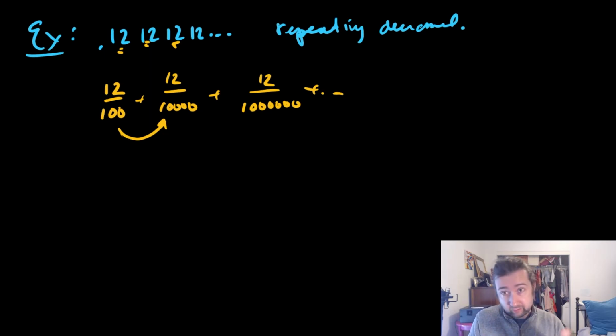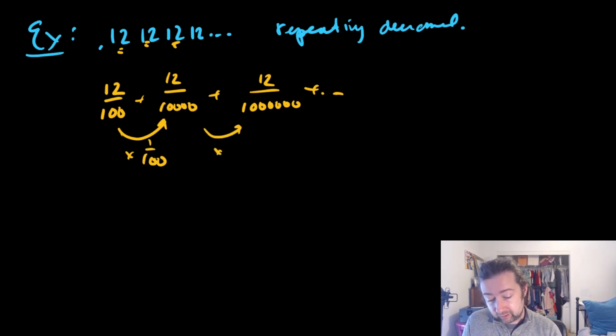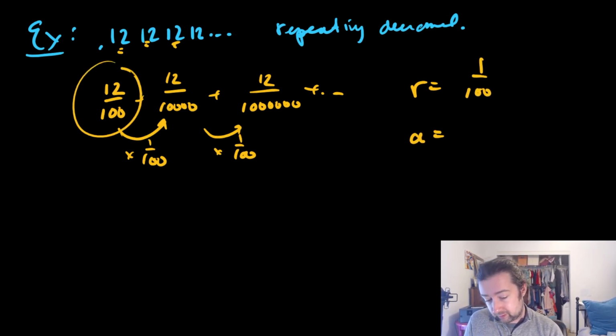What do I do to get from the first term to the second one? Well, I multiplied by 1 over 100. And the same move happened here. Continuing on down the chain, each time I get to the next thing in the sequence by multiplying by 1/100. Well, that means r is 1 over 100. And a is just whatever the first term happens to be, which is 12 over 100.